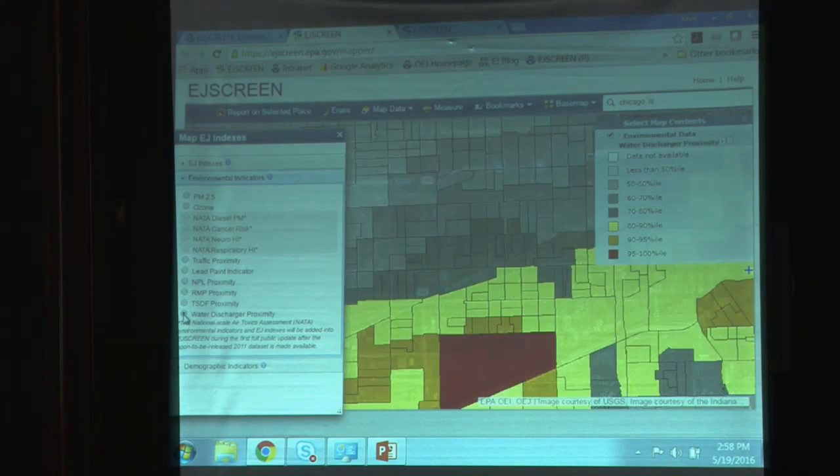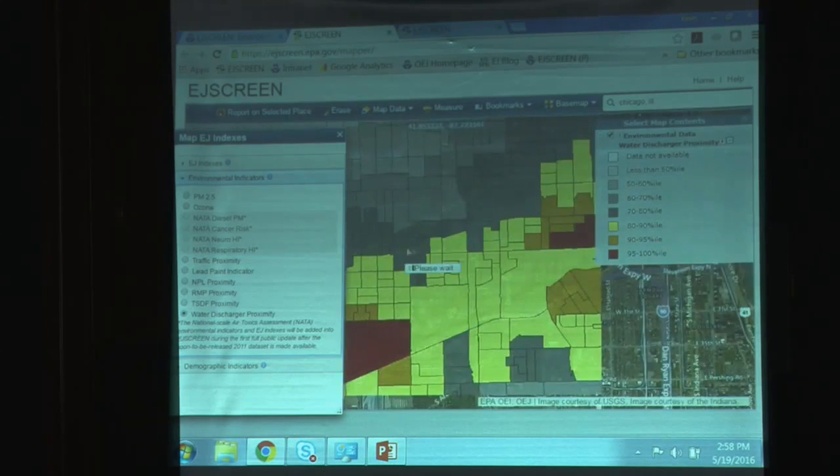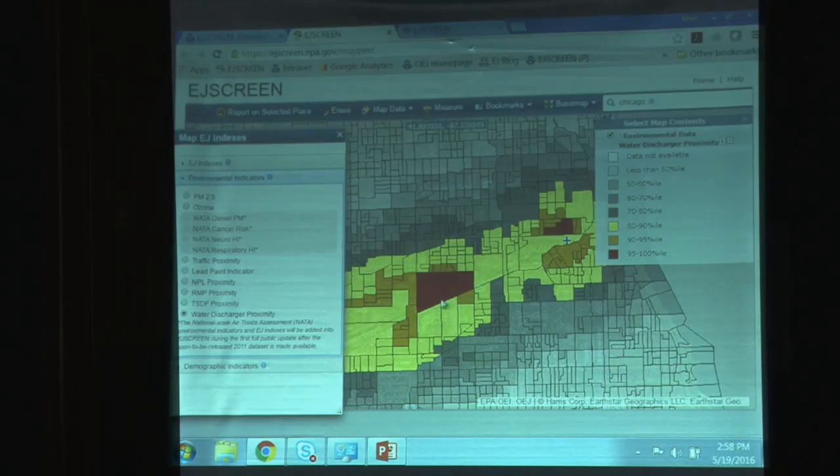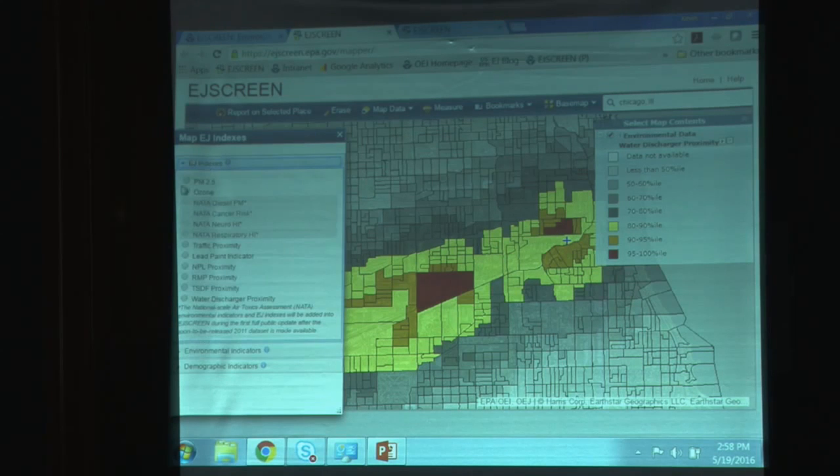And then we have proximity to major water dischargers, and these are people that are legally permitted to discharge large amounts of pollutants into the river. And we can see right around where the two power plants are, because they do have water discharges, those are a large source of water pollution in the river. And then we have what are called our EJ indexes.